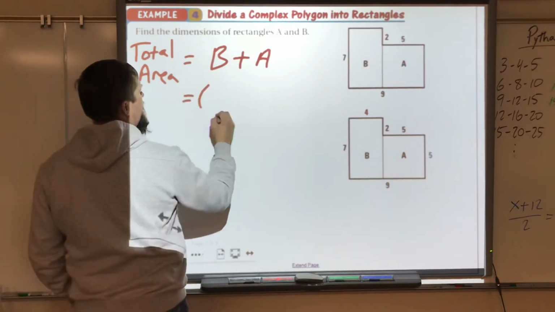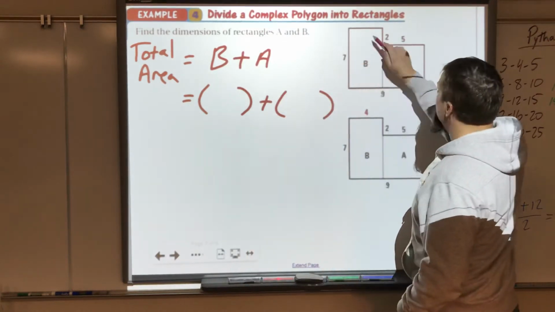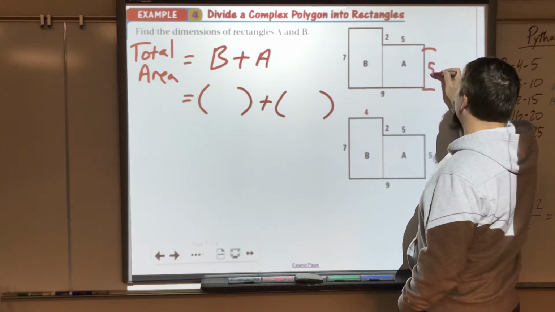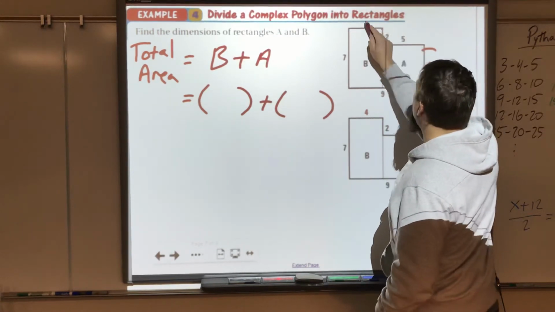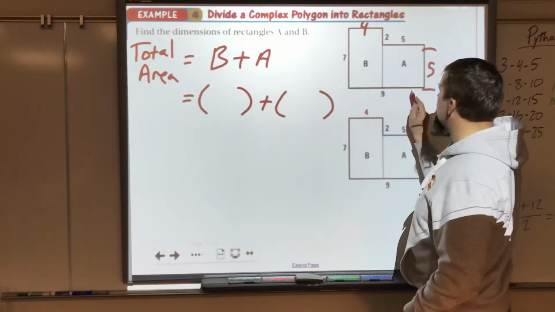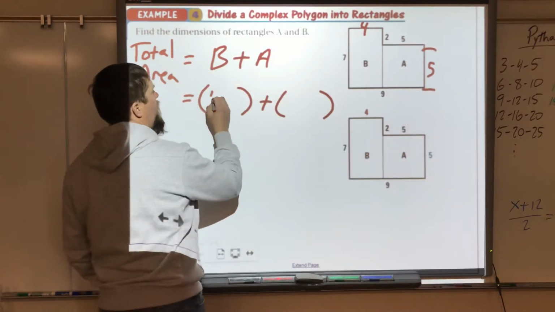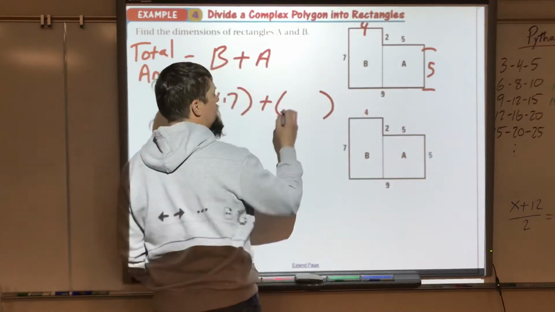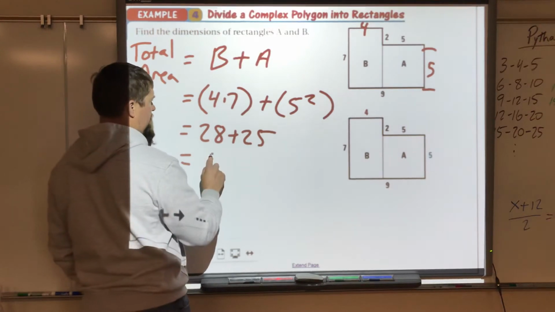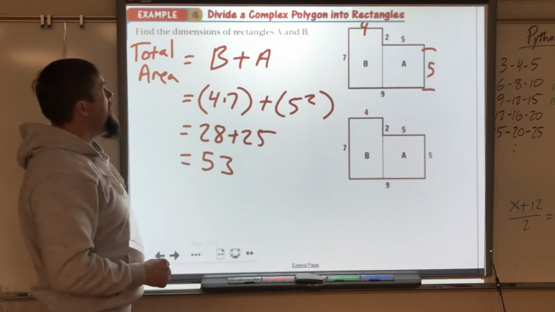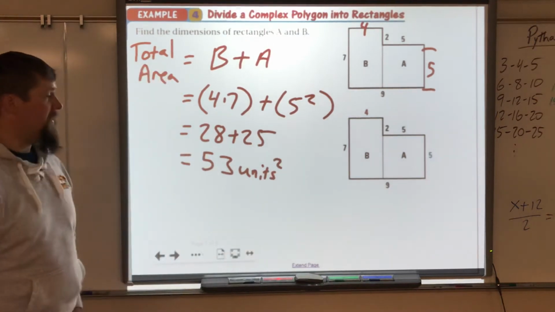So if I find the area of B plus find the area of A, the area of B, let's see, if this is 7 and this part is 2, this has to be 5. So the side of B is 7, we know that. This side has to be 4 because this one is 5 and this one is 9. So what's left over is 4. So that should give me the height and the base of B, 4 times 7. A looks like it's a square, so it's 5 squared. So it's 28 plus 25, which is 53. Since they don't have a unit, you would say 53 units squared, or square units.